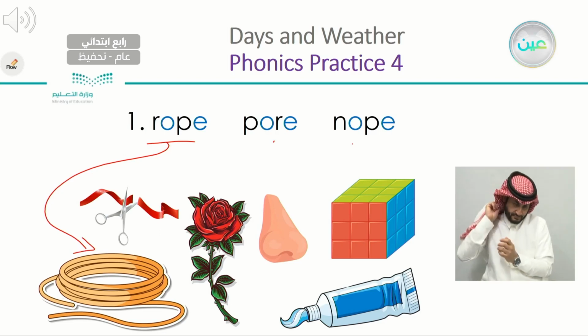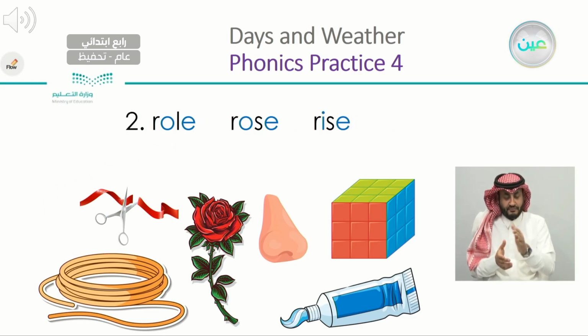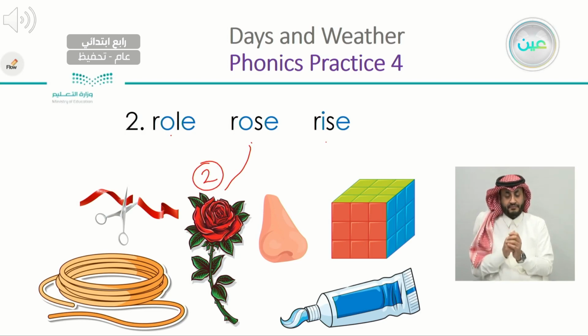Then write number 1. Next, number 2, rose. Read the words together. Roll, rose, rise. A rose is a kind of plant. It comes out of a plant. It's red. Excellent. This is the rose. Did you find it in your book? So here we'll put number 2, rose.